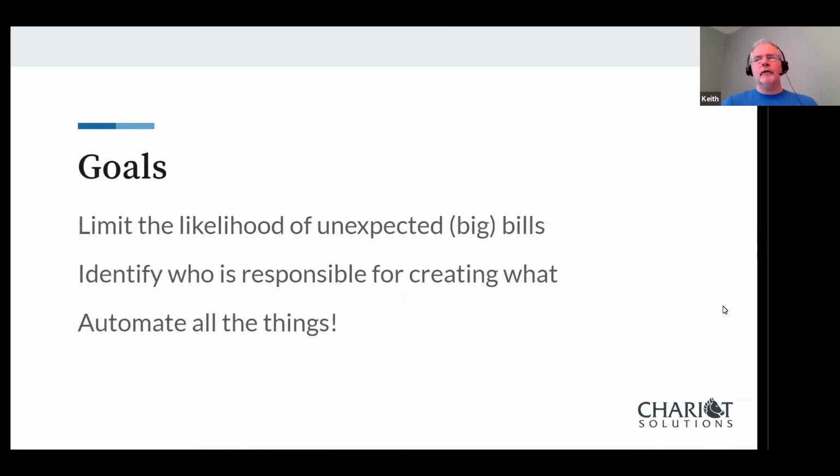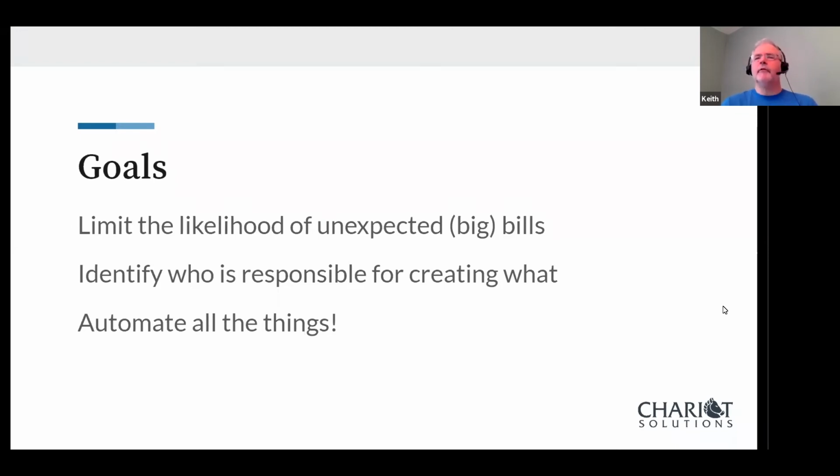Number one, limit the likelihood of big bills. Everybody's concerned about Amazon billing. It is easy to run up a big bill without understanding it. So a big part of setting up any sandbox environment is putting the controls in place to avoid that.